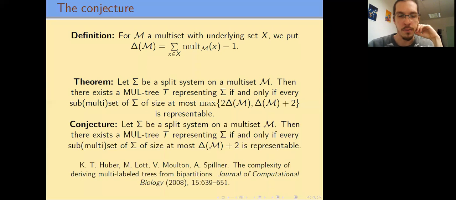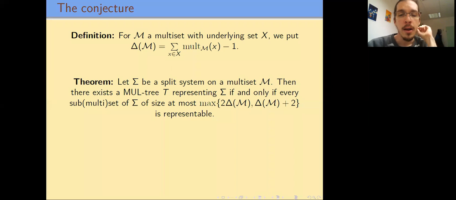So there is a theorem, still from the same paper. If you have a split system on a multiset, there exists a tree representing your split system if and only if every sub-multiset of your split system of size at most max(2 delta, delta plus 2) is representable. So this theorem, because of the quantity, is helpful. It allows us to break down the problem into smaller problems, but the quantity max(2 delta, delta plus 2) is not very nice to work with.